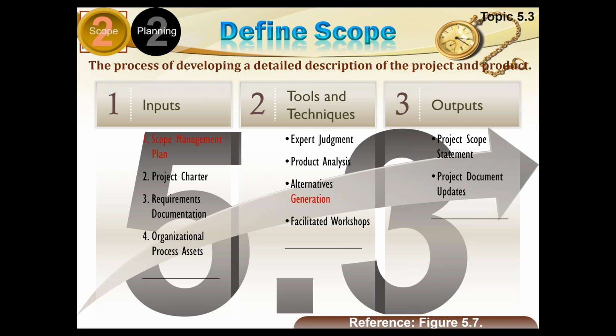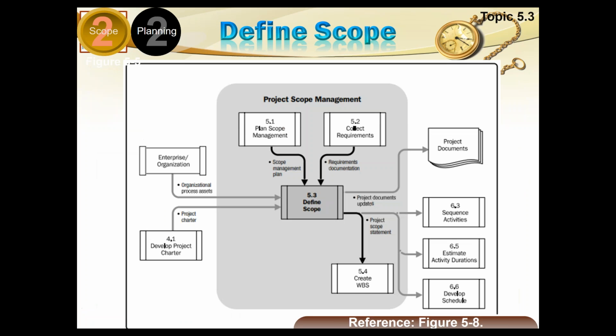The next process is create WBS. So in defined scope, you see organizational process assets are required, charter is required, scope management plan and requirement management plan is required, and the project documents will be updated.